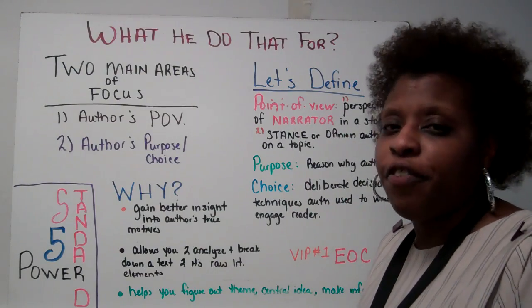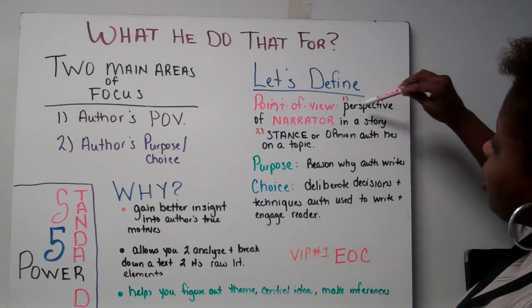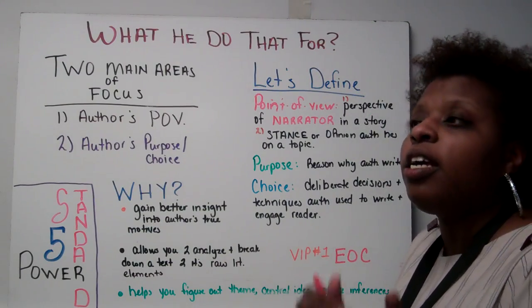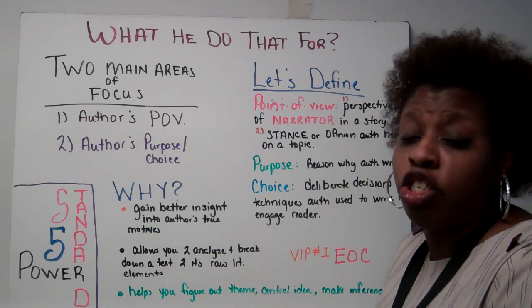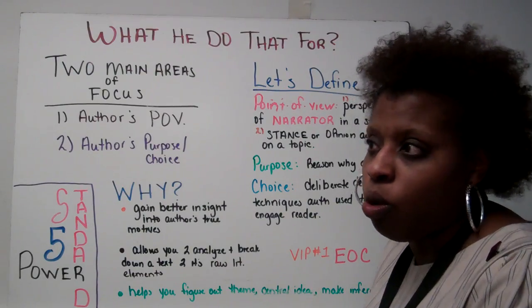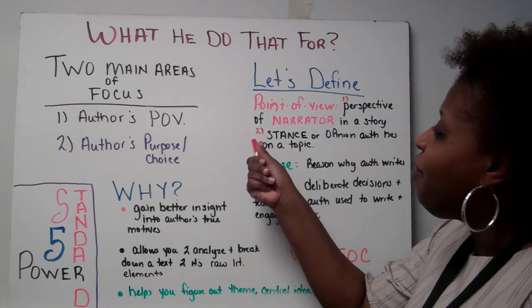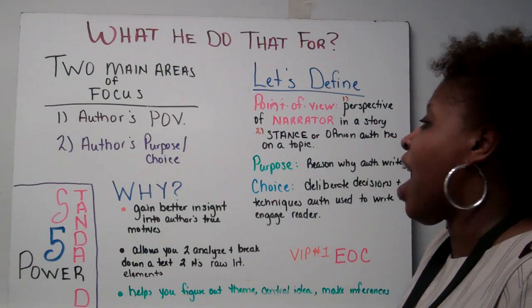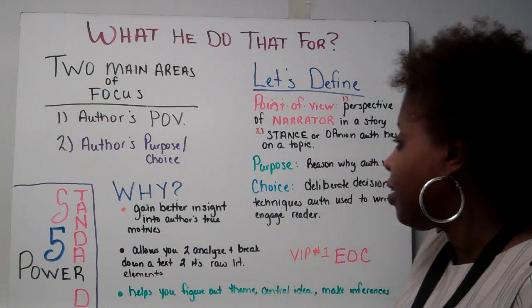There's 2 definitions of point of view. The first is perspective of the narrator in a story. Typically, this is going to be for your fiction works, your made-up stories. Then for nonfiction, we have the stance or opinion the author has on a topic.